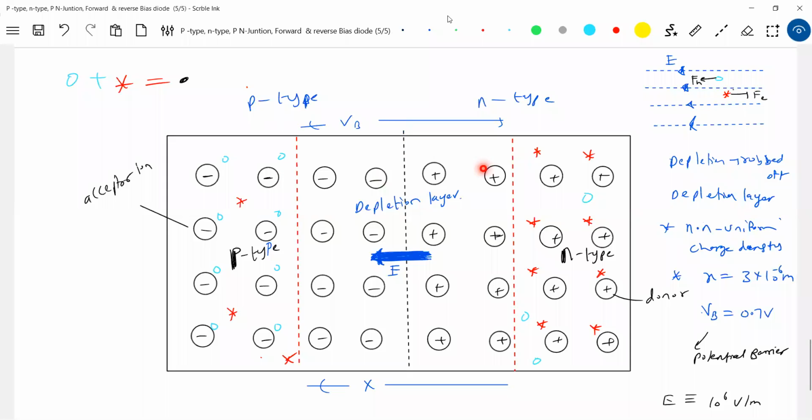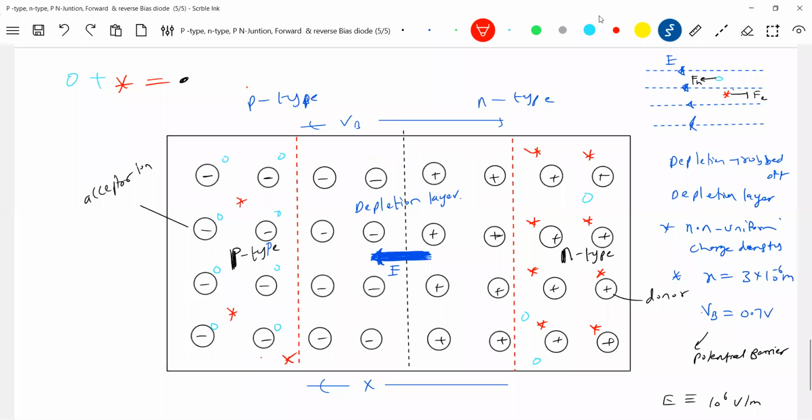But practically what we see is there are some most energetic electrons. How do they become most energetic? Due to thermal agitation. Due to thermal agitation, some of the electrons become most energetic, and they will move from here like this, and they'll be captured here.